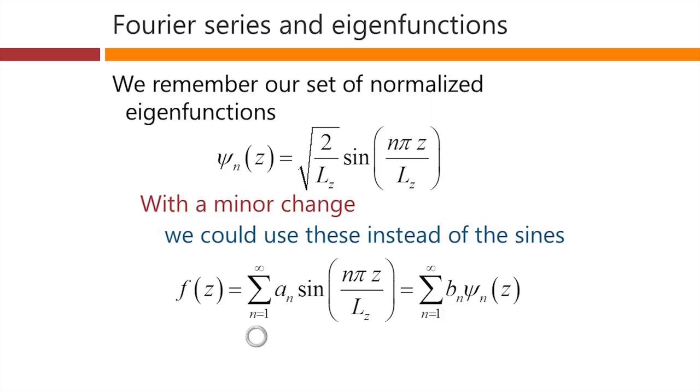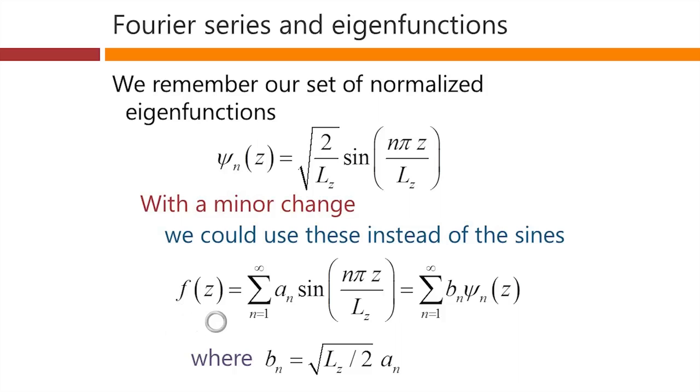That is, instead of writing our expression in this form with an times some sine waves, we can write it as bn times these eigenfunctions. All we'd have to do is replace the an here by a bn, that is the square root of lz over 2 times an. So we're saying that any function f of z between 0 and lz that hits 0 on these two ends can be written as a sum of these eigenfunctions multiplied by coefficients in front.